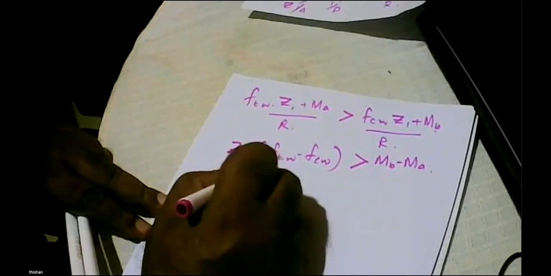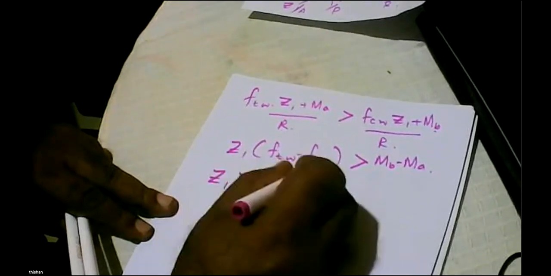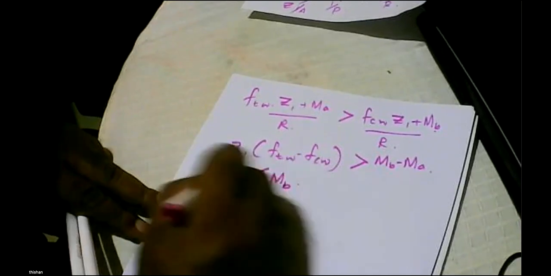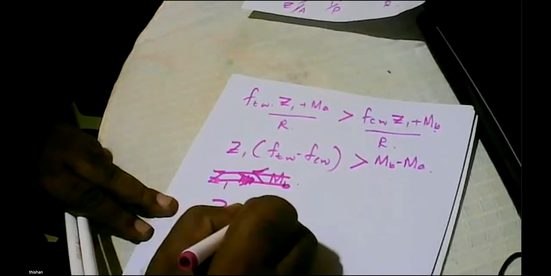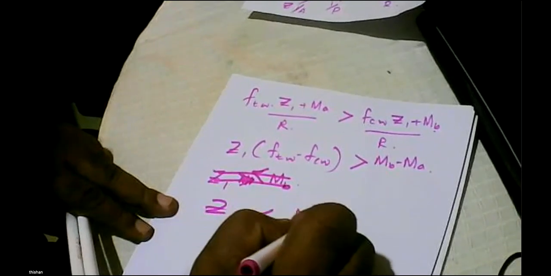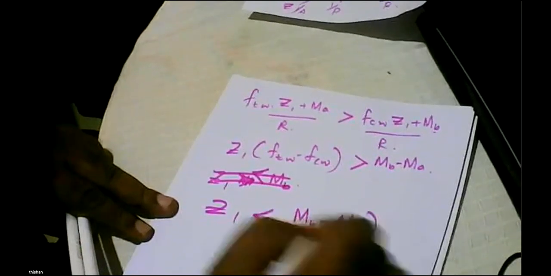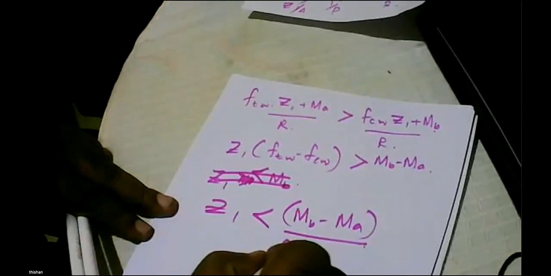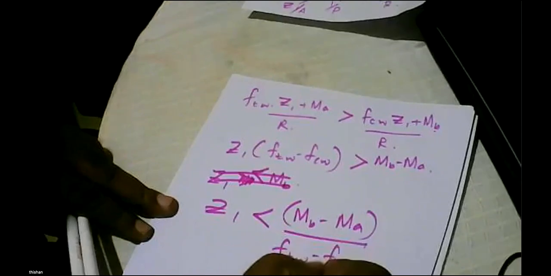Should be less than. Why? This FTW minus FCW is negative, so it should be FB minus. So Z1 should be less than MB minus MA divided by FTW minus FCW.